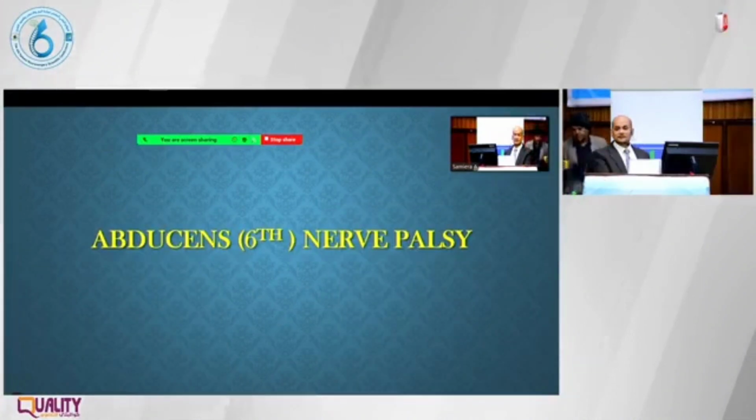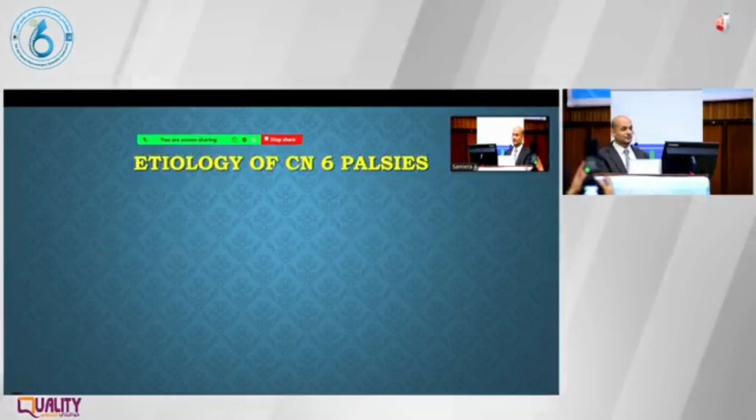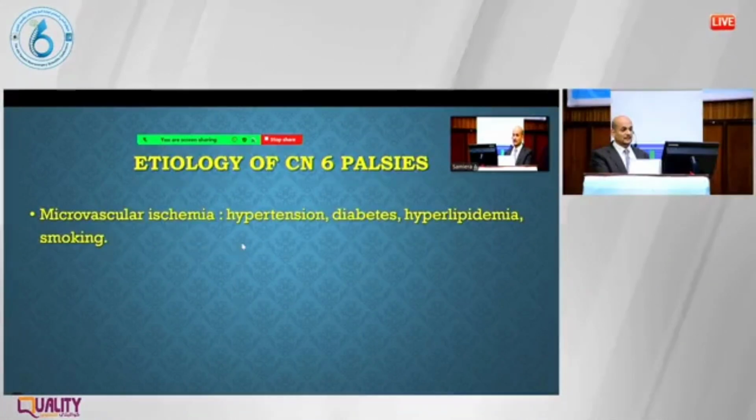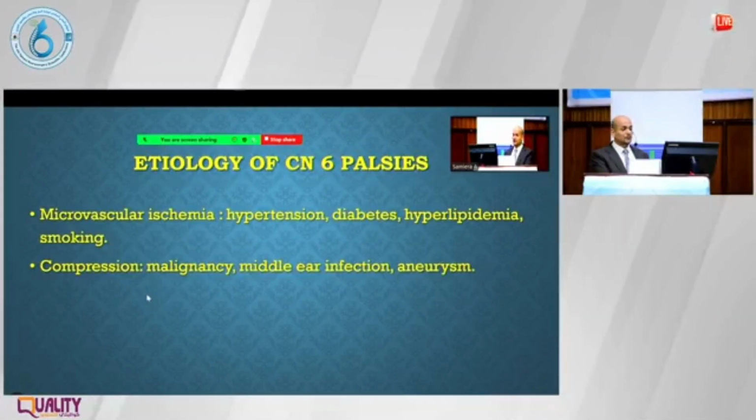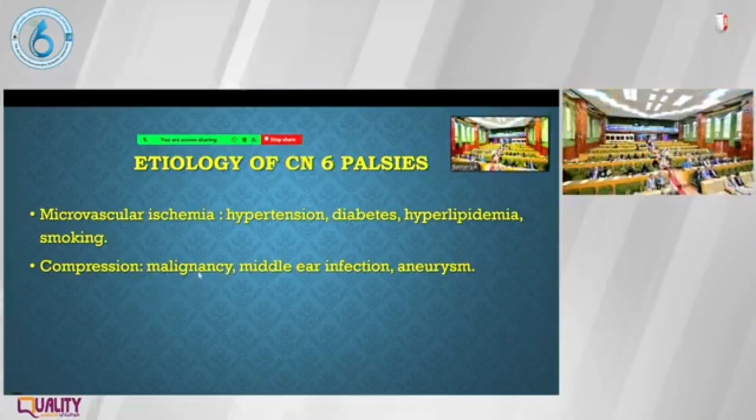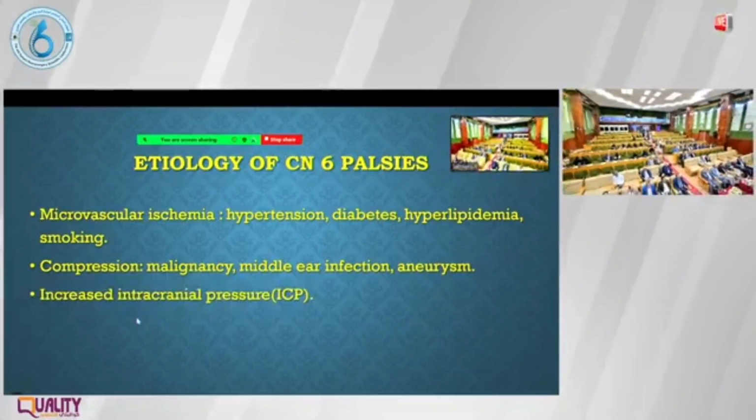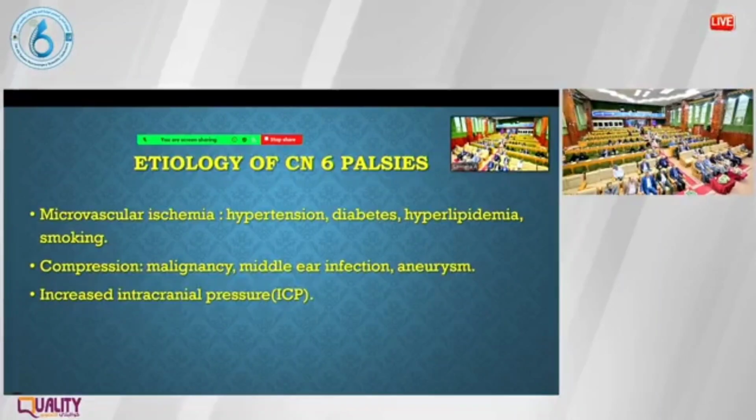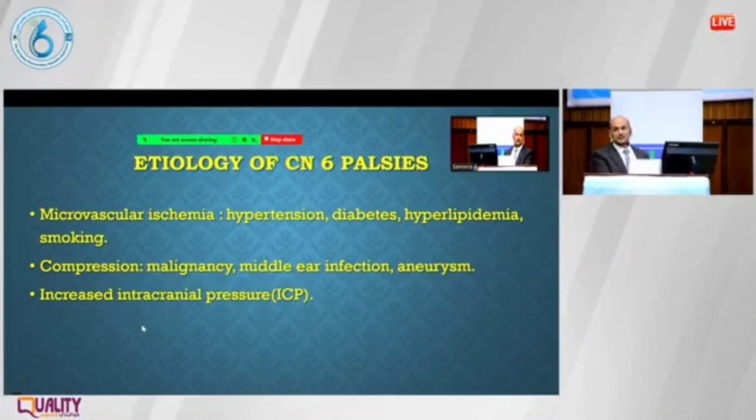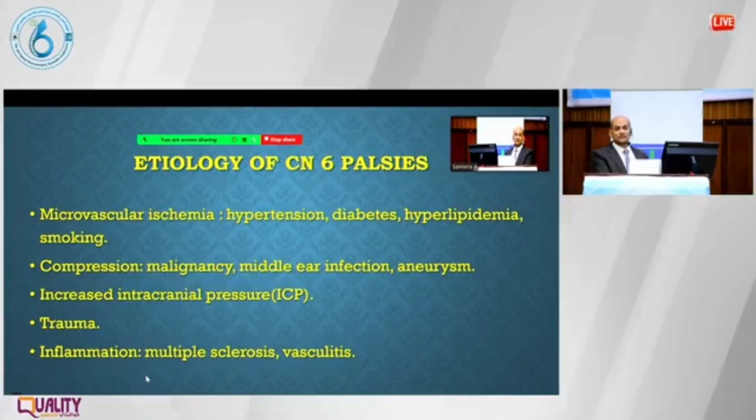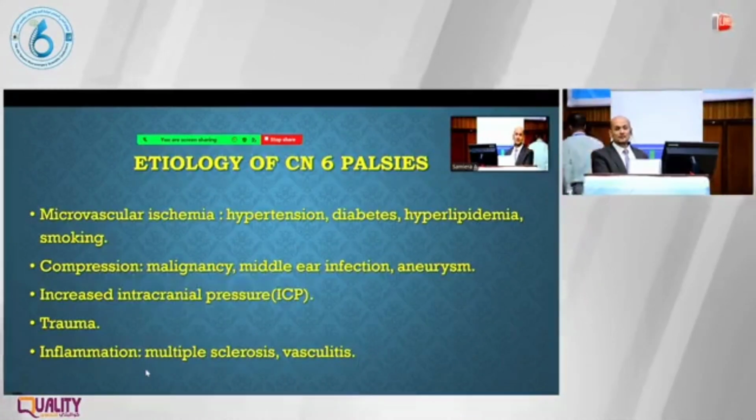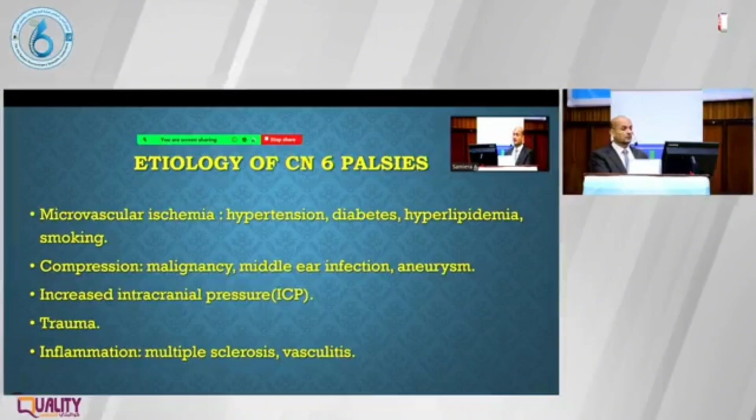Coming to the last cranial nerve, abducens or sixth nerve palsy. Etiology: microvascular ischemia, hypertension, diabetes, hyperlipidemia, compressive lesions like malignancy, middle ear infection and aneurysm, and of course increased intracranial pressure, which will cause a false localizing sign. It might cause unilateral or bilateral sixth nerve palsy, and the patient will present with diplopia. And of course trauma and inflammation, especially in young patients with no history of trauma, we suspect multiple sclerosis or vasculitis of any cause.